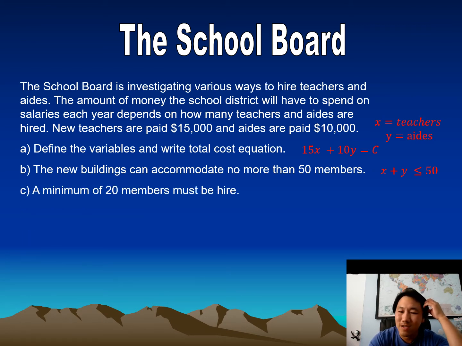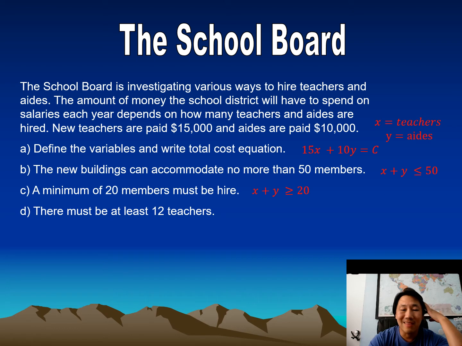What about this one? A minimum of 20 members must be hired. So you have to hire 20 members or more. You have to. Let's come up with that inequality. There it is. X plus y has to be greater than or equal to 20.